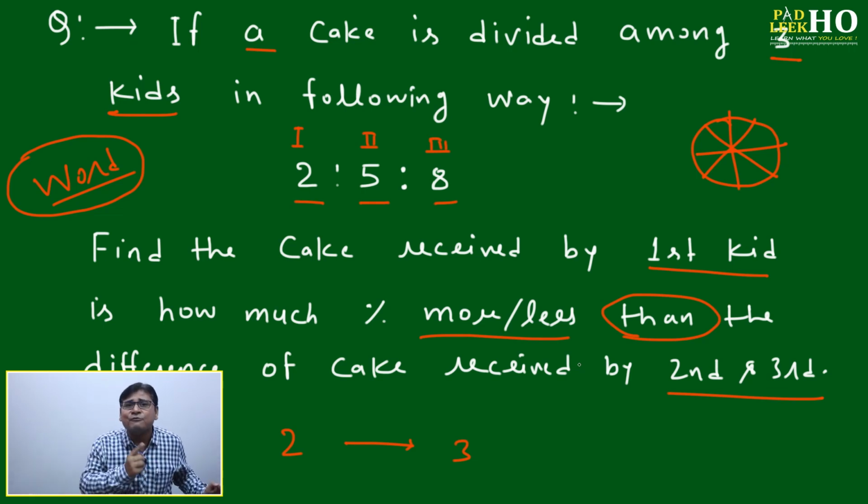If the base is changing from the first kid to the second kid to the third kid, then only you can say your percentage figure will change. If it is not changing, you can take a 1 kg cake or a 100 kg cake. It is not going to affect your answer.